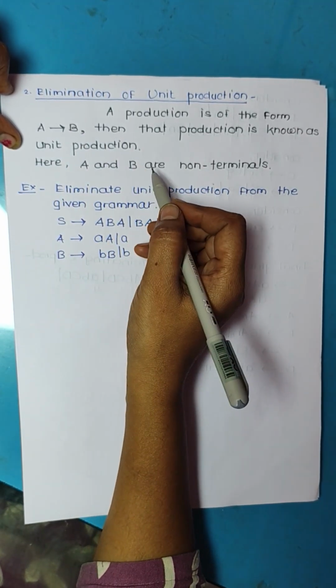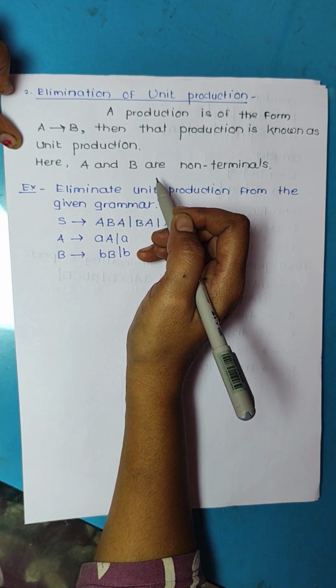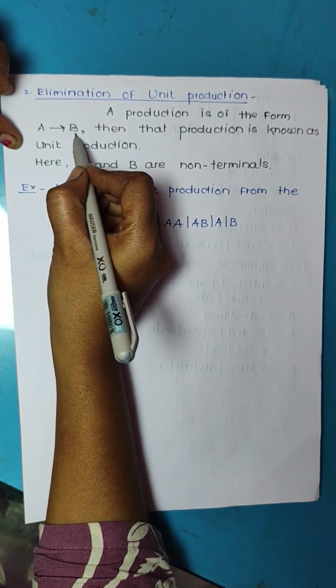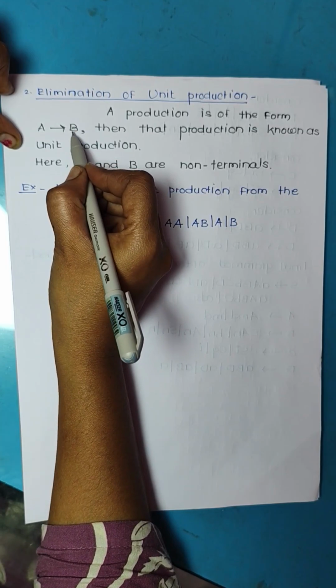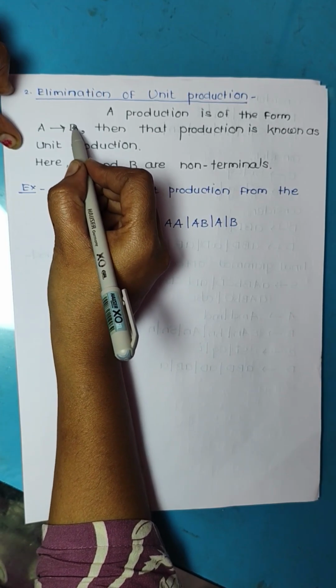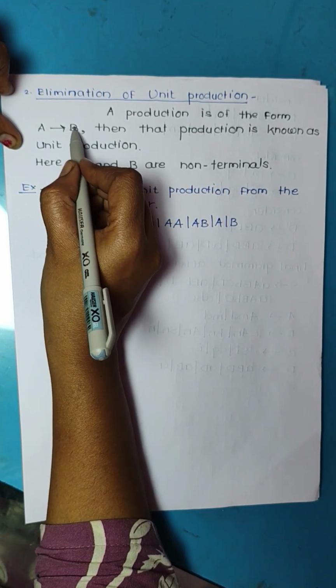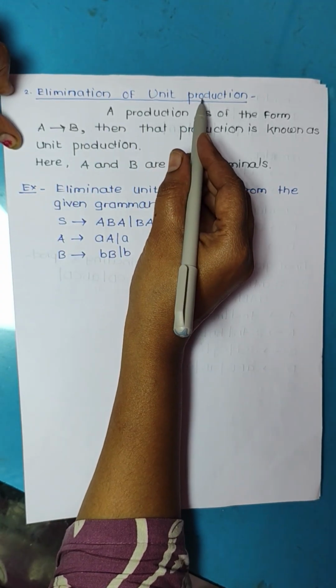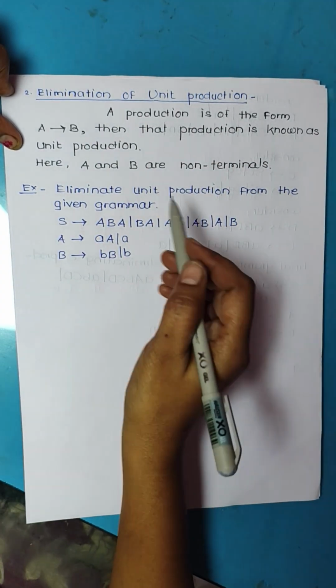What is a unit production actually? A production which contains a unit, that means a single non-terminal symbol on the right hand side of the production, is known as a unit production. For example, see one example.